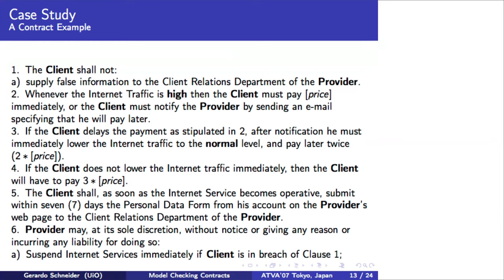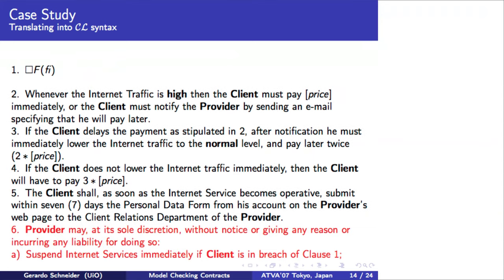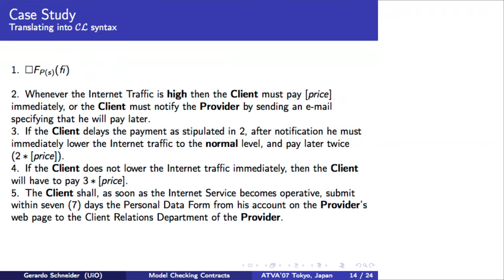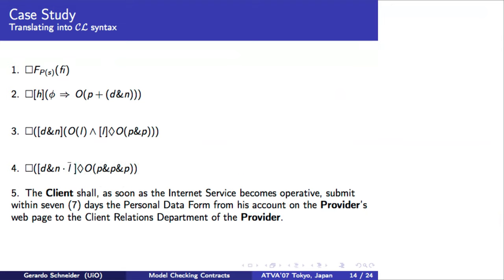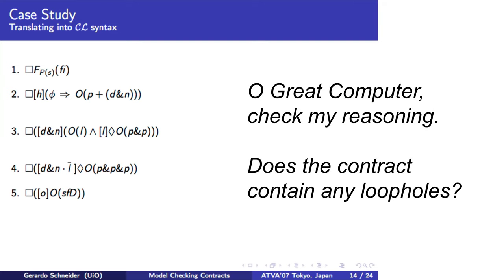And so they said, why don't we just take this contract and translate it into the kind of LTL, CTL logic that we just showed you, with slightly different mathematical symbols here. But line by line, you can translate this into a formal notation that is in some sense machine readable. And then you can pass it to the machine and you can say, does the contract contain any bugs?